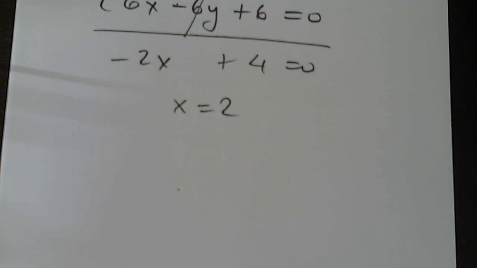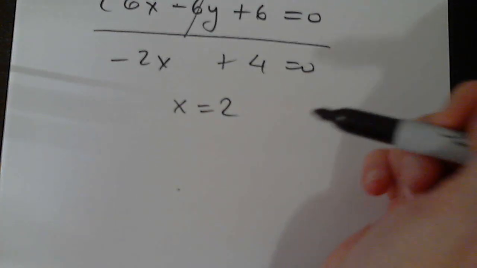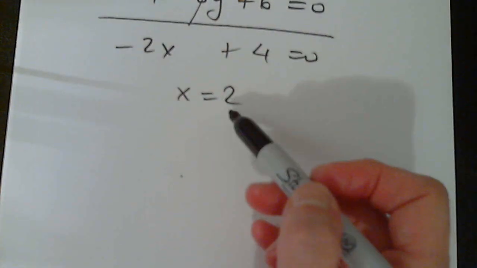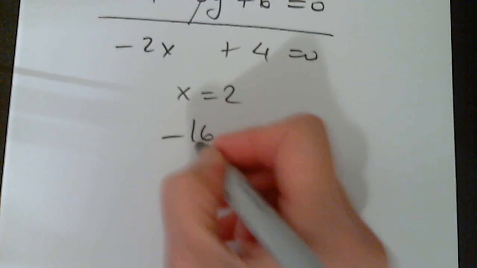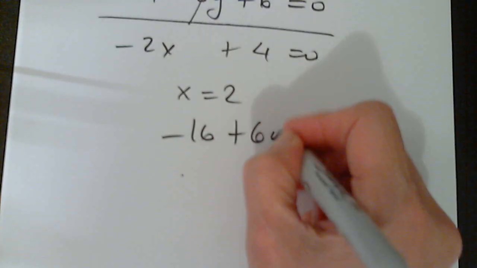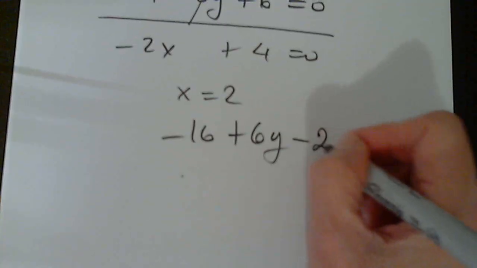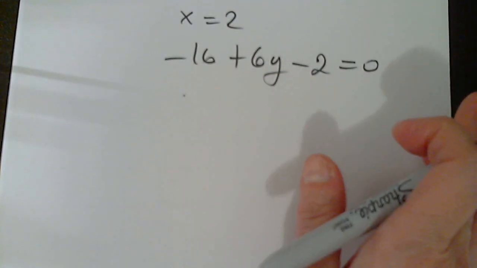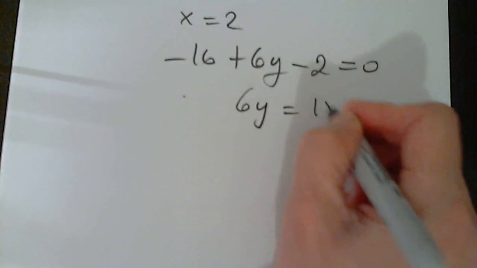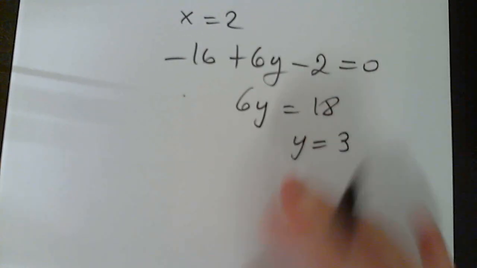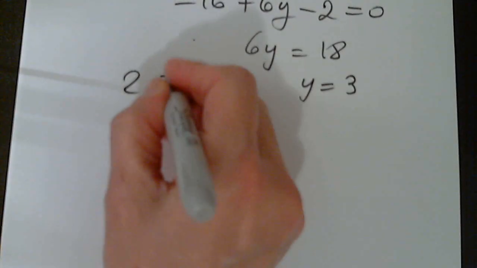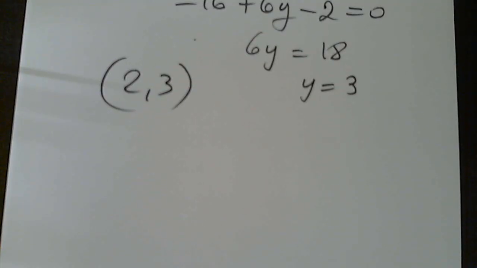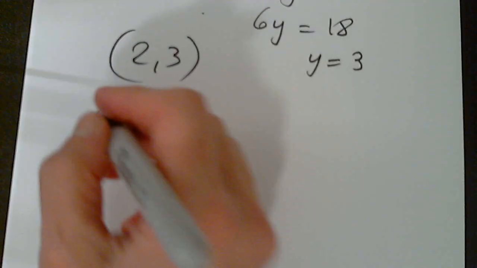Now, we want to plug in 2's to find y. So 2, negative 16 plus 6y minus 2 equals 0. So this is negative 18, move to the other side. 6y equals 18, y equals 3. So the point in discussion is (2, 3). We need to find D.